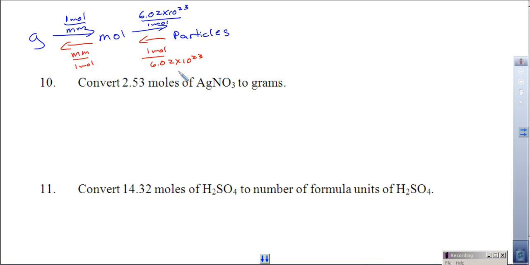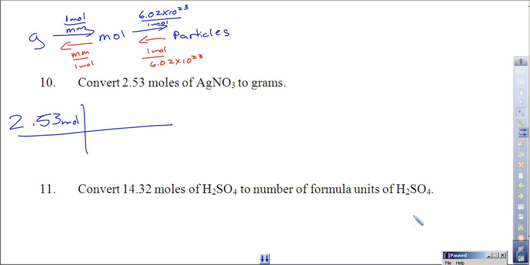So right here, what unit are we starting in for this part? Moles, right? So we're going to do 2.53 mole. So we're going to look at our moles. This is where we're starting. Where are we ending up? Grams, right? So we're going to look at grams.